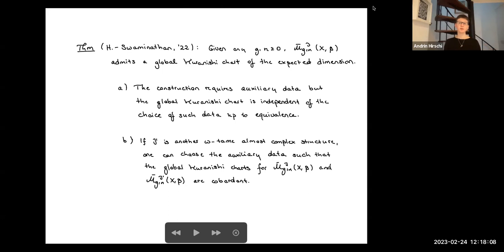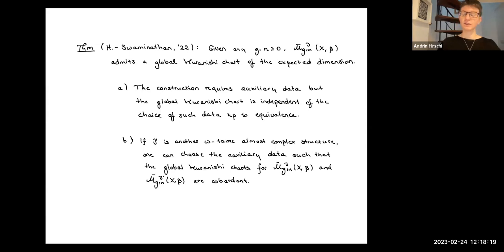Yes, so we proved that this moduli space admits a global Kuranishi chart of the expected dimension, simply given by the index of the Cauchy-Riemann operator. Now, this chart is not unique, so the construction requires certain choices of auxiliary data, which are absolutely not canonical. However, the two global charts coming from different sets of choices are actually related by natural equivalence moves, which I will describe later. In particular, the virtual fundamental classes will be exactly the same.